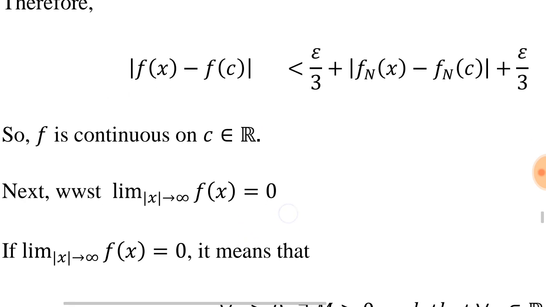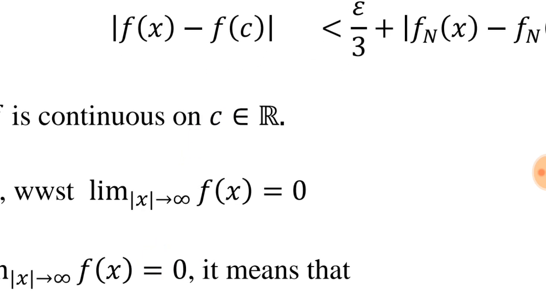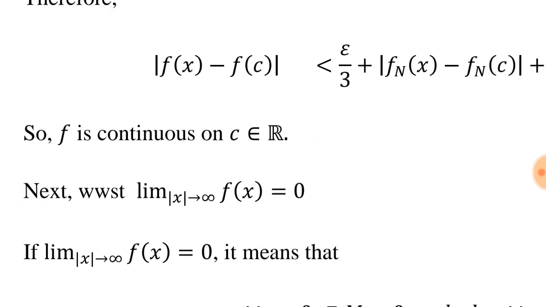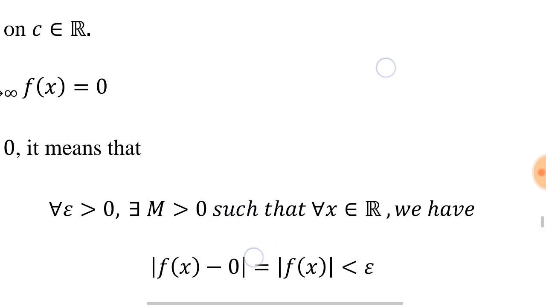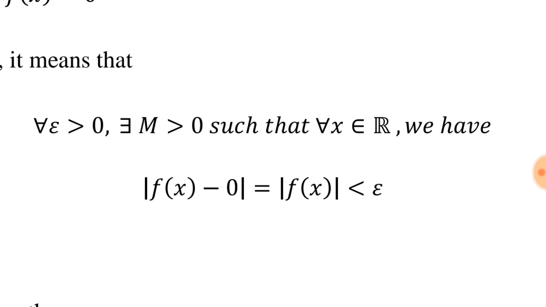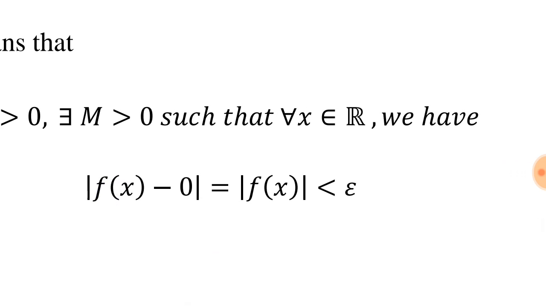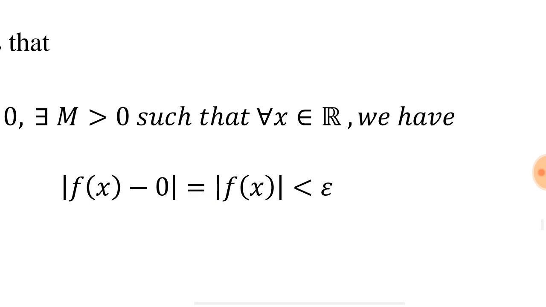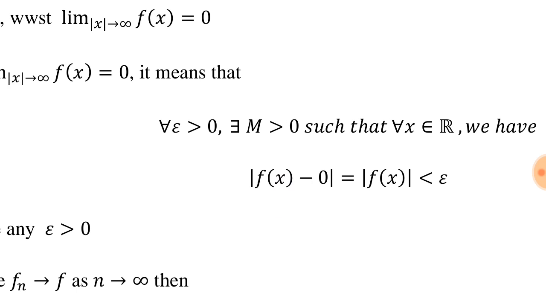Next, we will show that the limit of f of x as the absolute value of x approaches infinity is 0. If the limit of f of x is 0, it means that for every epsilon positive, there exists capital M positive such that for every x in R, we have the absolute value of f of x minus 0, which is equal to the absolute value of f of x, is less than epsilon, from the definition of the limit.